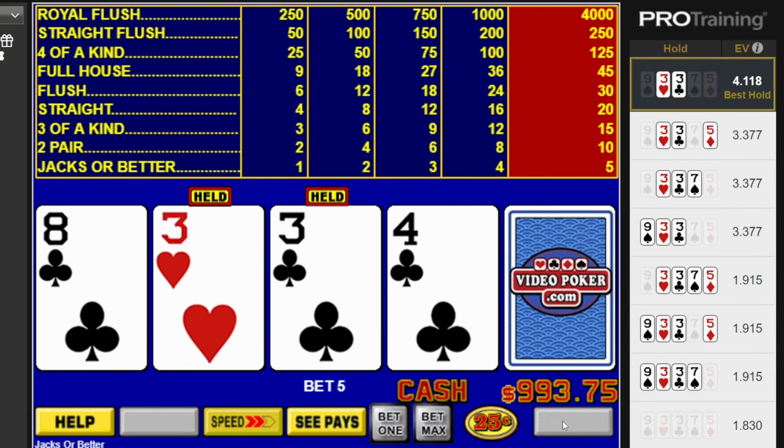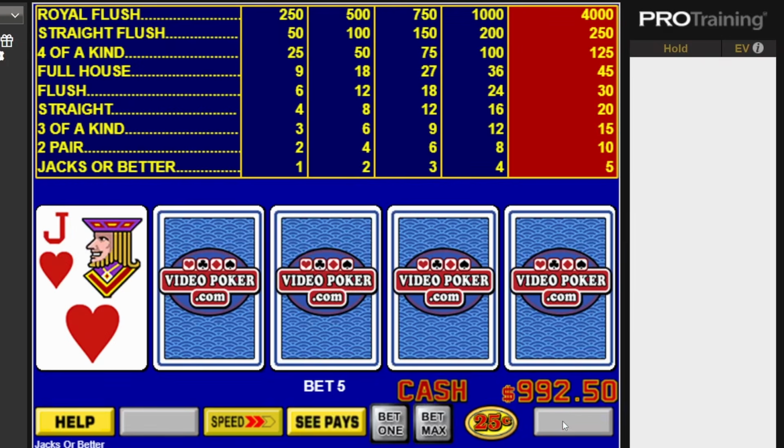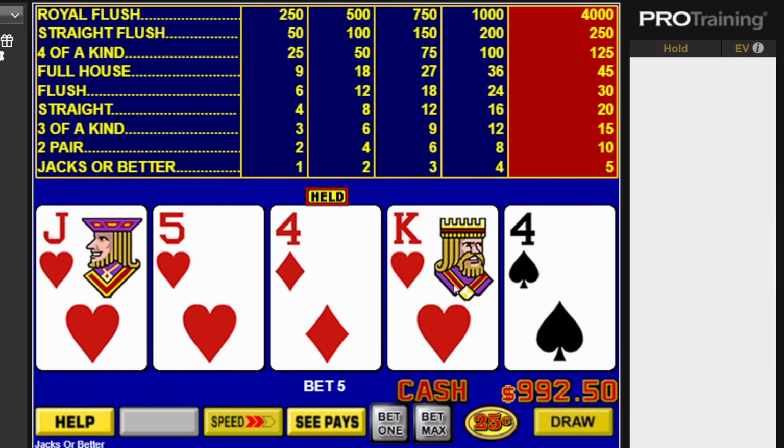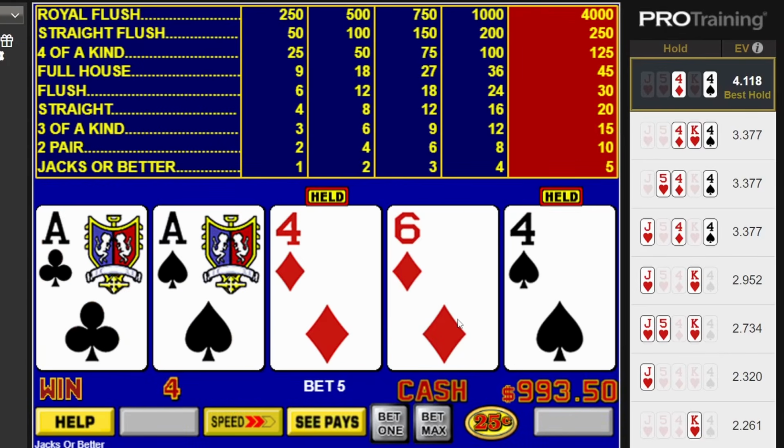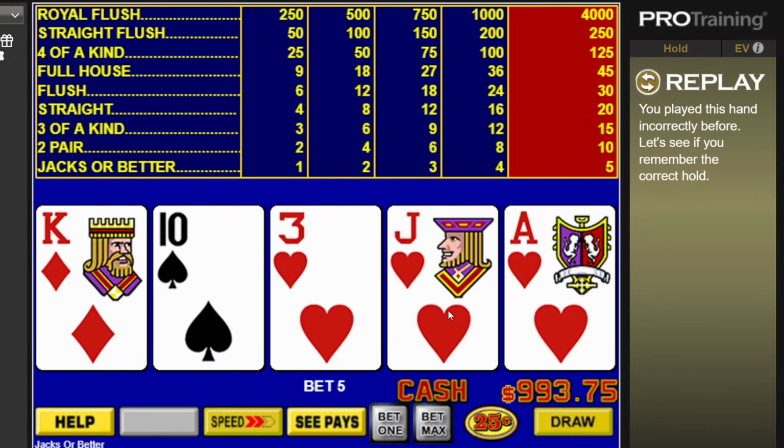3s. Here we're going to do the pocket 4s over the 3 to the flush. 2 pair. Can we get back to even? We're going to do ace jack. Did we do the 3? We did the 3, I think.